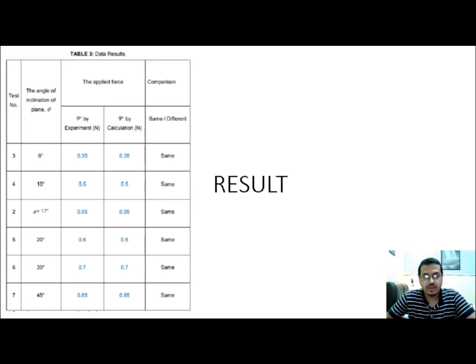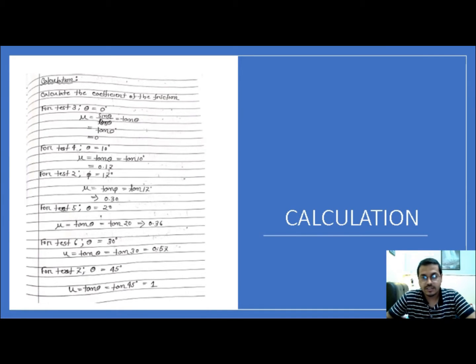Today I'm going to present the result and calculation of friction on an inclined plane. So here you can see the result. We just calculate the applied force at different angles. You can see for tests 3, 4, 5, 6, 7. We calculate the experimental and the calculated applied force. This is our result. After that we calculate the coefficient of friction.